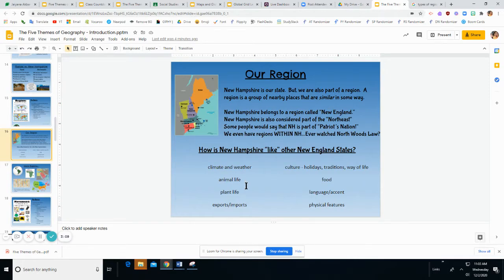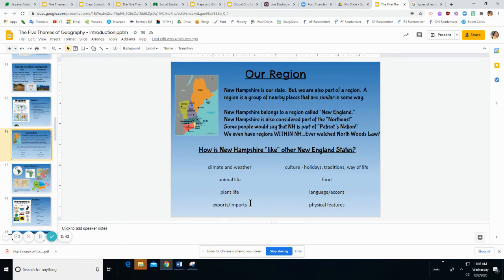Animal life. We have the same kinds of animals that live in New Hampshire as live in Maine or live in Vermont or Massachusetts. We don't have alligators and poisonous snakes because we are not the climate for that in New England. So animal life is something that makes us common with other New England states. Same thing, plant life. We have trees that lose their leaves, and we have evergreen trees. We don't have palm trees. We don't have tropical flowers because of our climate. So the New England region has similar types of things that grow here.